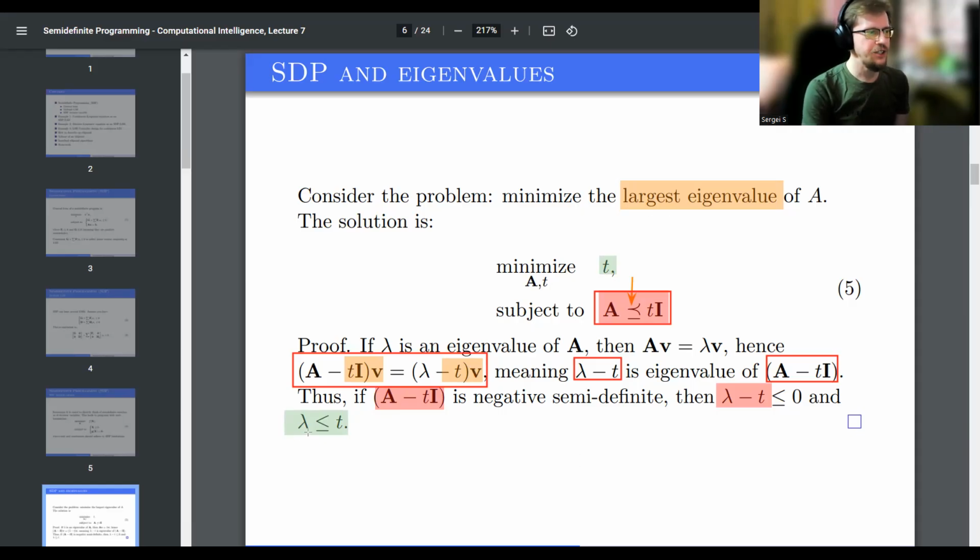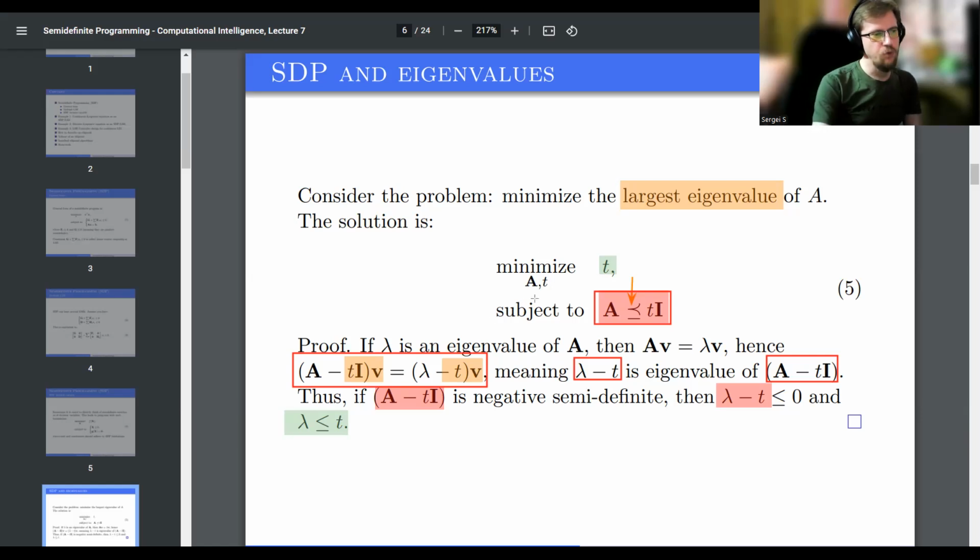Why the largest? Well, because we didn't say anything about which eigenvalue it is. At least, it's going to be true for all of them. So while T goes down, the largest eigenvalue will have to go down as well. The smallest eigenvalue can move up or down, doesn't matter. But the largest eigenvalue would have to move down for sure, because it has most pressure to be less than or equal to T as T goes down.